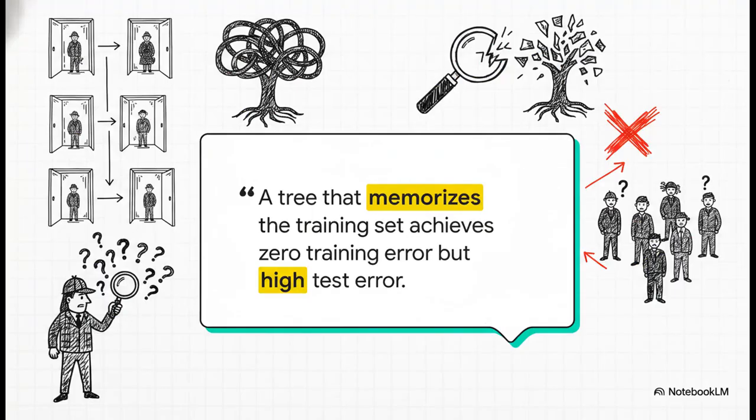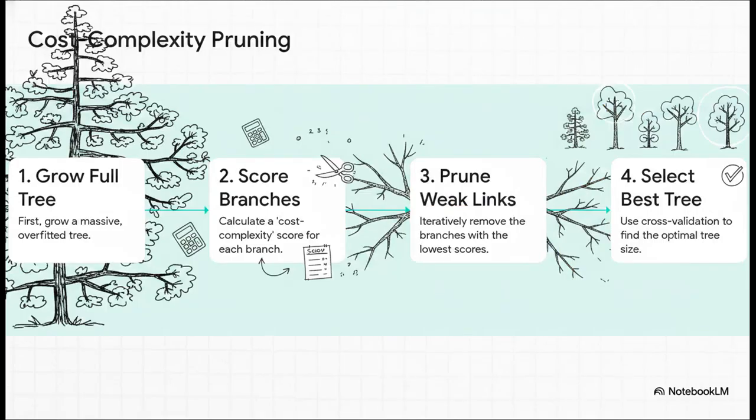This quote just nails it. If our detective keeps asking questions until every single suspect is in their own little room, all alone, well, they've perfectly explained the past, but they haven't learned any general rules. The model has basically memorized the data, noise, quirks, and all, and it will completely fall apart the second it sees a new suspect it's never encountered before.